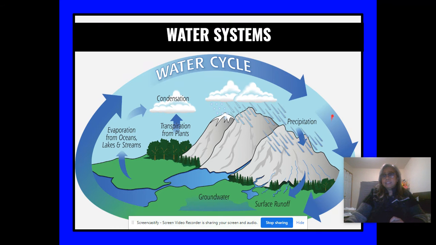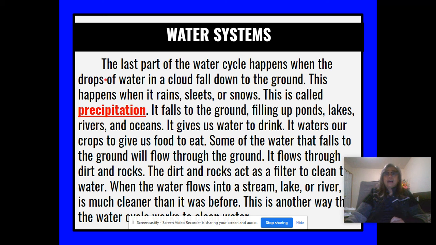Ta-da! The next step. The last part of the water cycle happens when the drops of water in a cloud fall down to the ground. This happens when it rains, sleets, or snows. So these are now examples of precipitation. Rain, sleet, snow, and it falls to the ground, filling up ponds, lakes, rivers, and oceans.